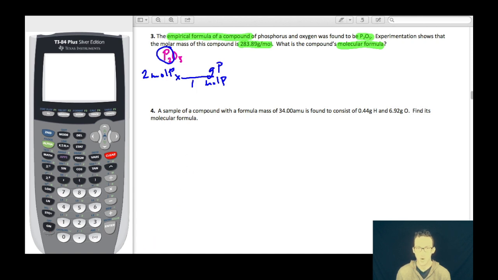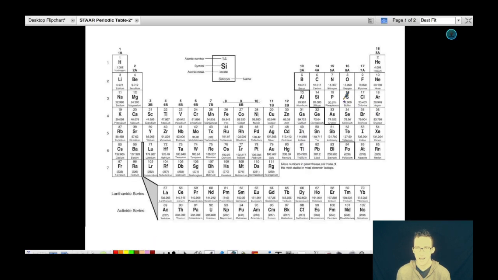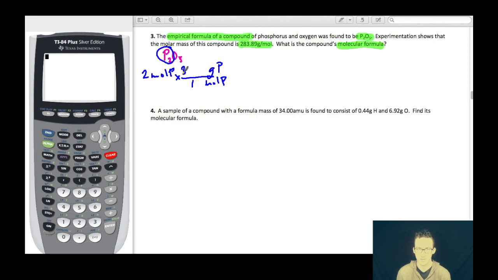And for every 1 mole of phosphorus, I have a molar mass of 30.974 grams, which means that I have 61.948 grams of phosphorus in 1 mole of this compound.